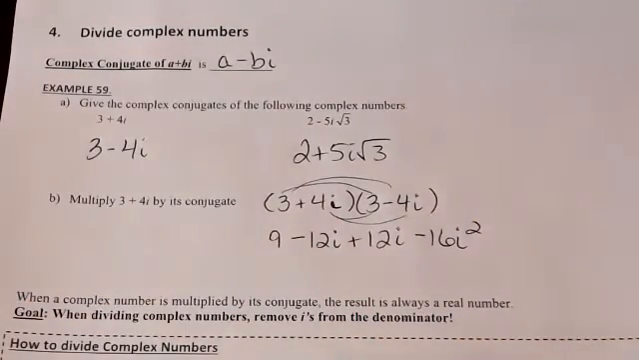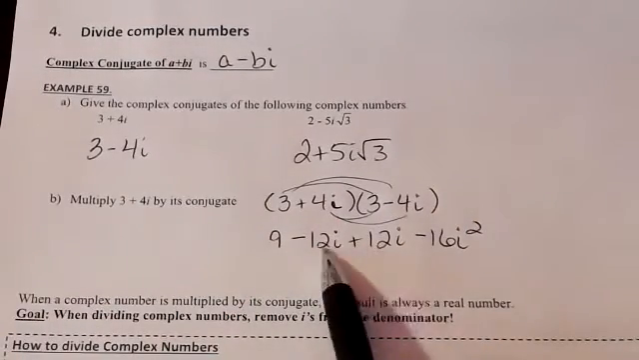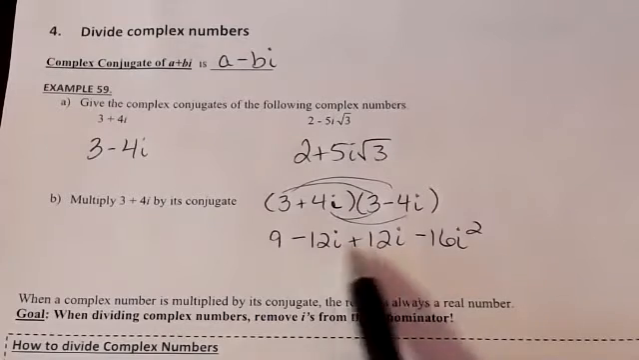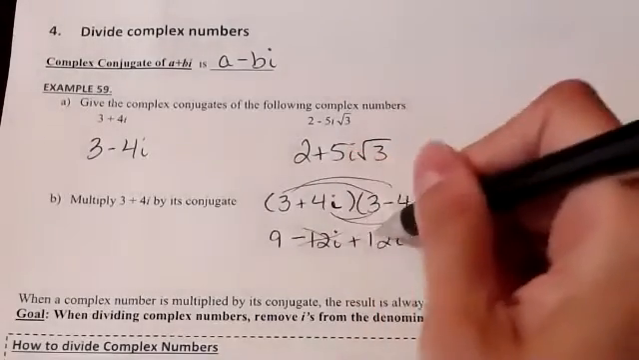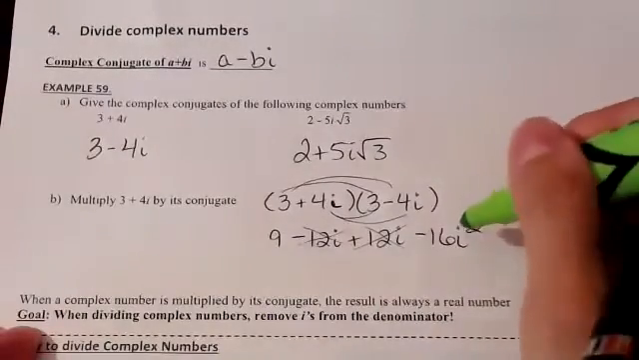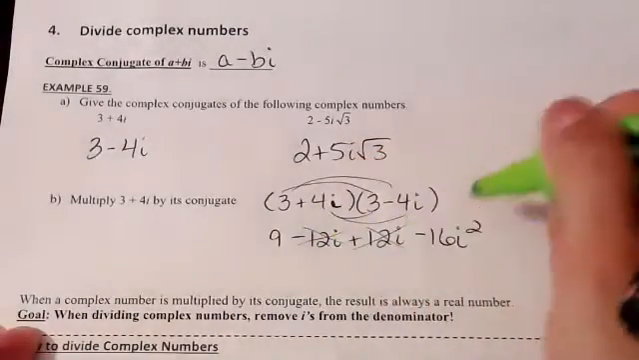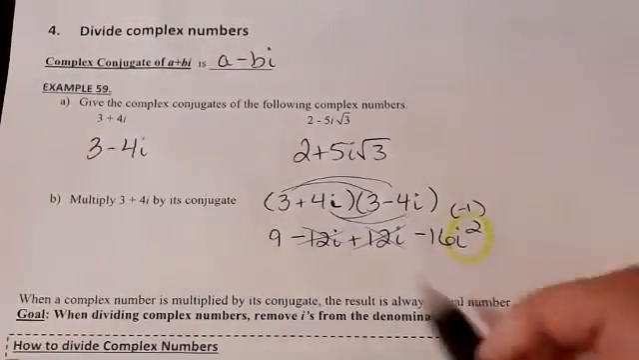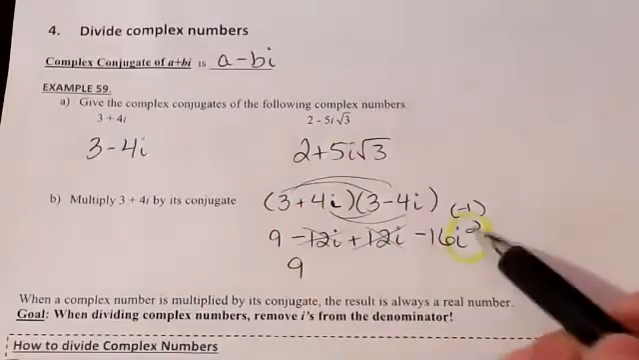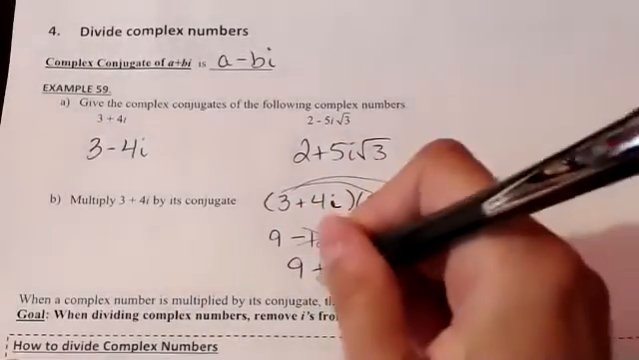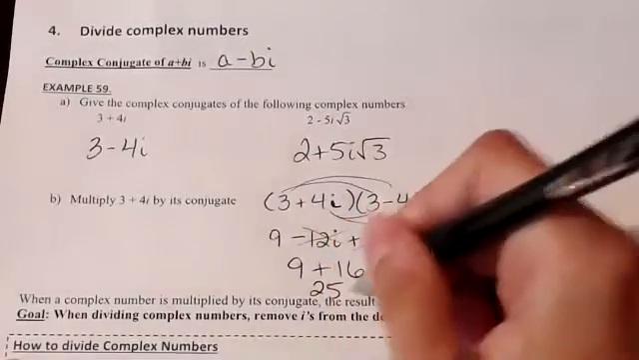Okay, cool. First things first, combine like terms. What do these do to each other? They cancel each other out. Okay, that's pretty cool. Those are gone. That's an interesting feature of complex conjugates, by the way. Those inner terms, they always cancel. i squared is negative 1. So then it turns into a positive 16, which means my answer is 25.